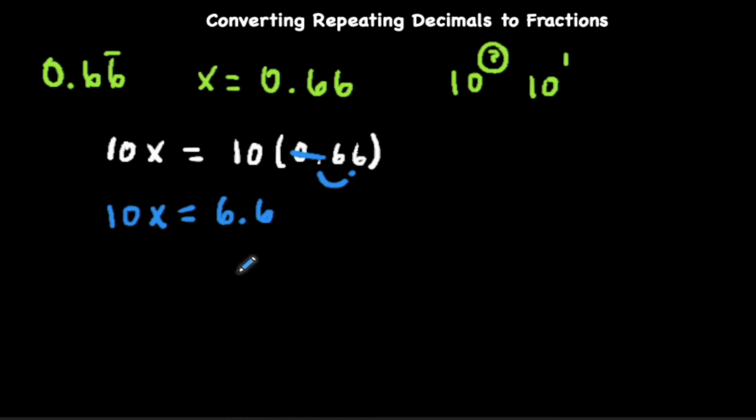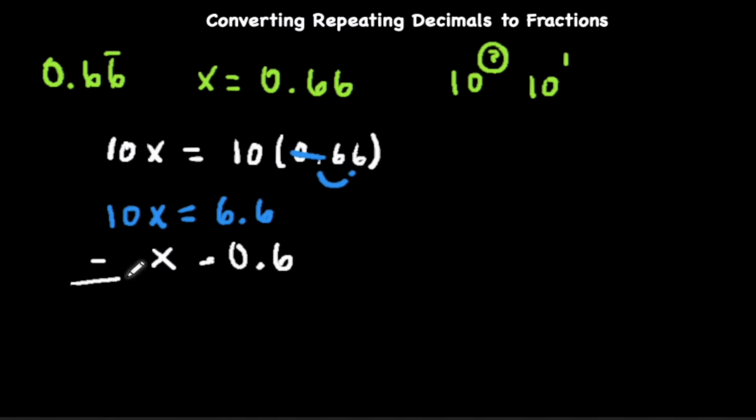What's the next step? Next, you're going to subtract the original equation from the new equation. But first of all, you're going to subtract x on the left side of your equal sign. Always make sure you do that. Now you can go ahead and subtract. Our new equation is 6.6 repeating, and we're going to subtract our original equation from that, which is 0.6 repeating.